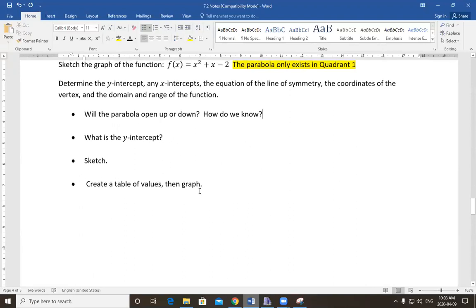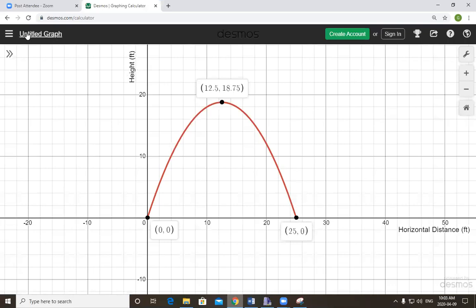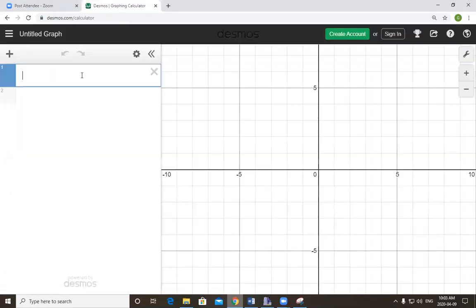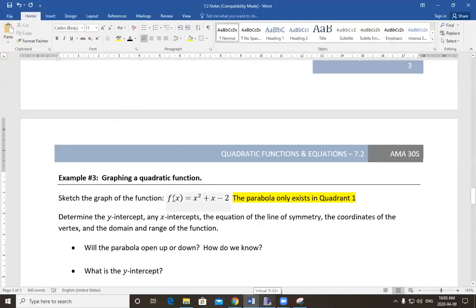We're just going to go right into Desmos. So I'm going to create a table of values out. We don't need to do that. We're just going to graph with Desmos. Okay. So we'll go to Desmos and we'll reset the page. Goodbye, graph. Because I'm on here, I'm just going to save time. I'm just going to copy again.